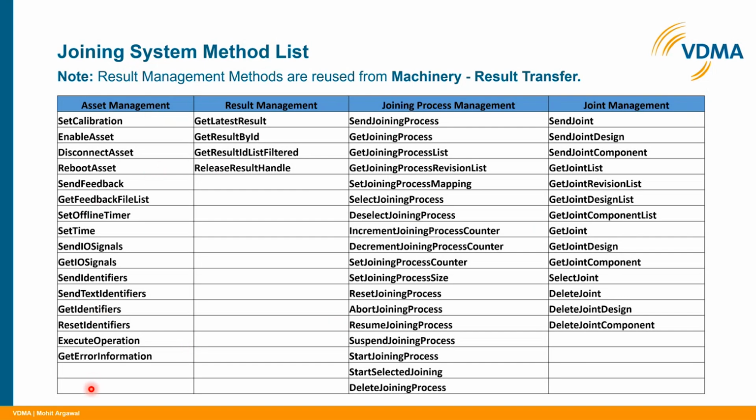The left side is about the commands related to asset management, and then result management commands, which are inherited from the machinery result transfer specification. And joining process management commands, like in the tightening domain, we might have heard about increment batch, decrement batch, reset batch, and so on. Those can all be covered using the set of commands defined here. And similarly, we have defined commands for joint management, where somebody can send the joint information to the system, and in the next operation, they can just say, select this specific joint, and so on. So that completely covers the technical use cases.